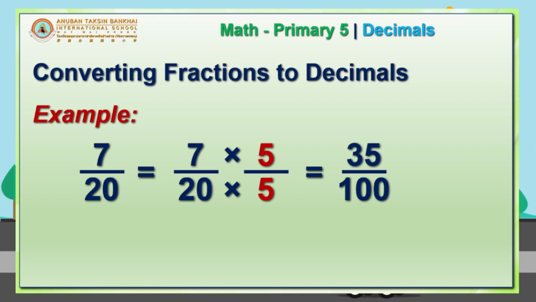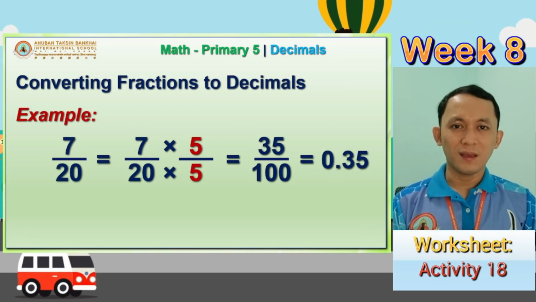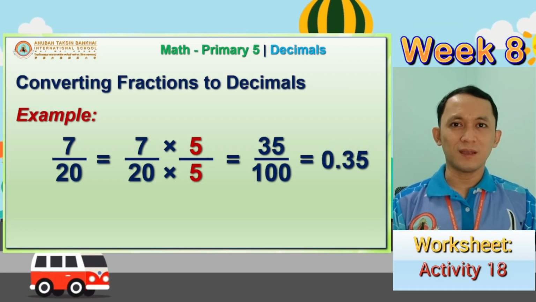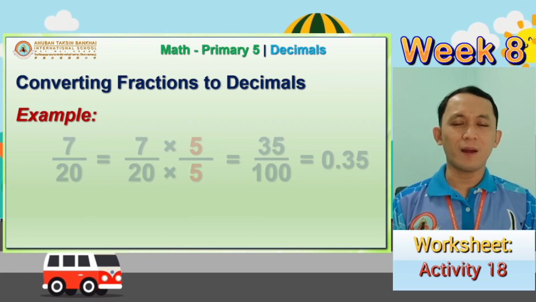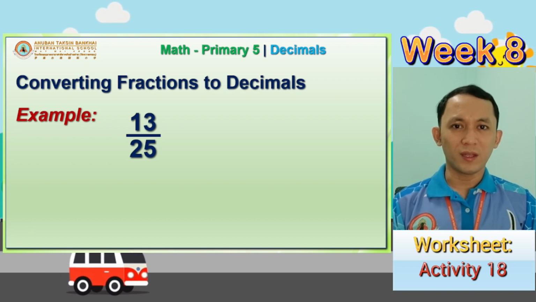Now look at this one. We have 35 over 100. If we are going to write that as a decimal number, we have 0.35. Okay, so that is very, very easy. Let's have another example. Now we have here 13 over 25.